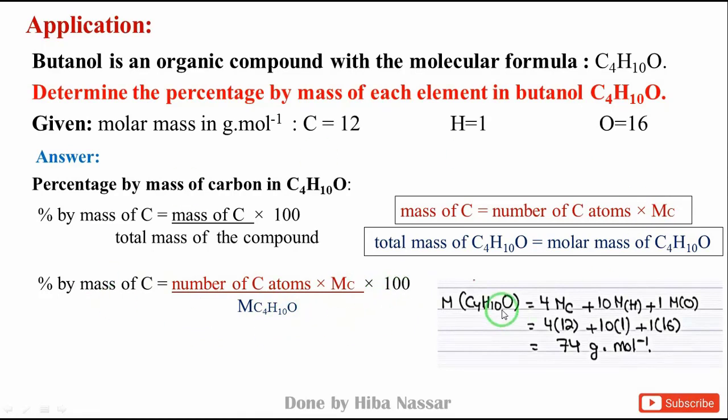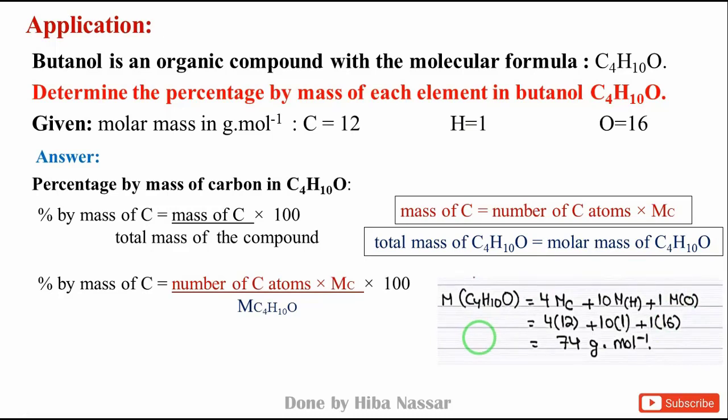Now for the molar mass of C4H10O, it is equal to 4 times the molar mass of carbon, which is 12, plus 10 times the molar mass of hydrogen, which is 1, plus 1 times 16, which is the molar mass of oxygen. So here we have molar mass of butanol, it's equal to 74 gram per mole.